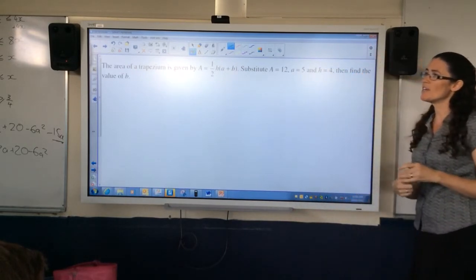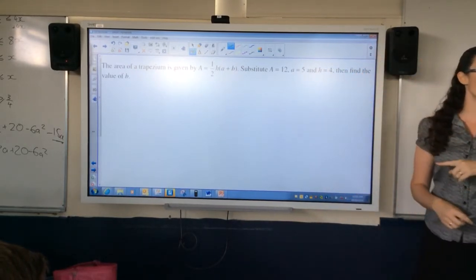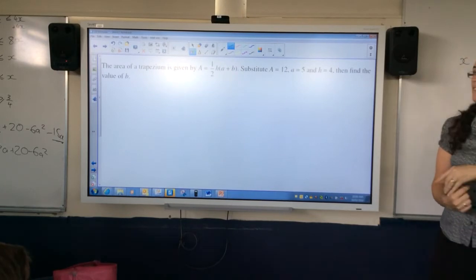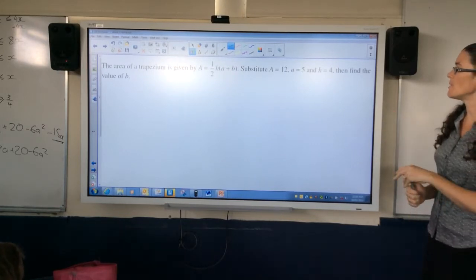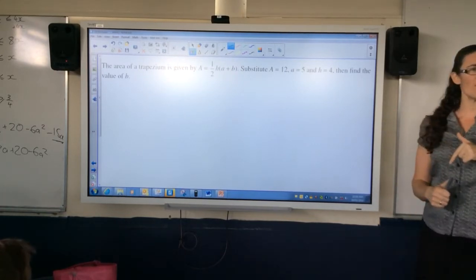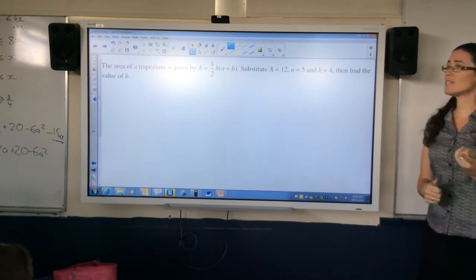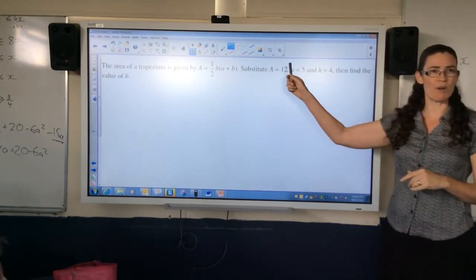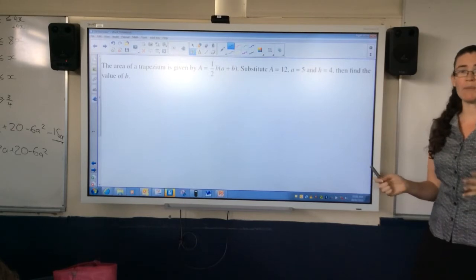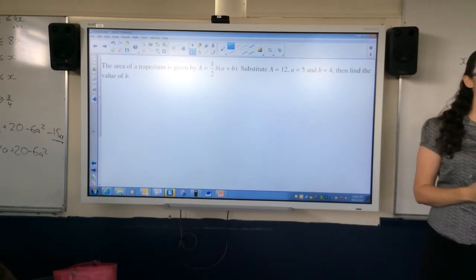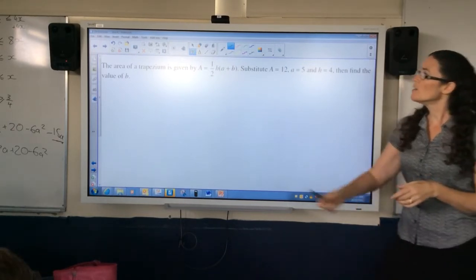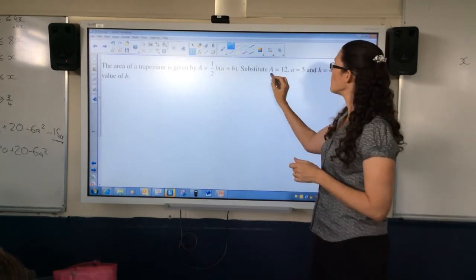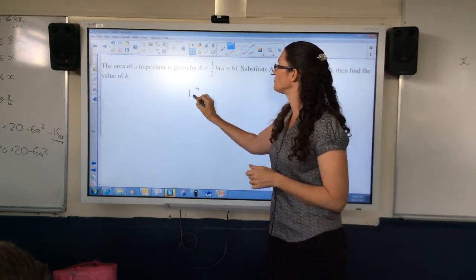So I'm given this equation. We should recognise this equation. It's the area of a trapezium. Area equals half h(a plus b). This time, it's not the capital A that's missing. I'm told that that's 12. But I'm still going to start off the same. I'm going to start by replacing all the letters with the numbers in the question. So I'm going to replace that capital A with a 12, because that's what it told me.